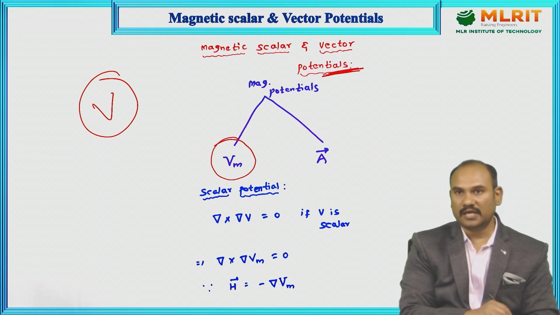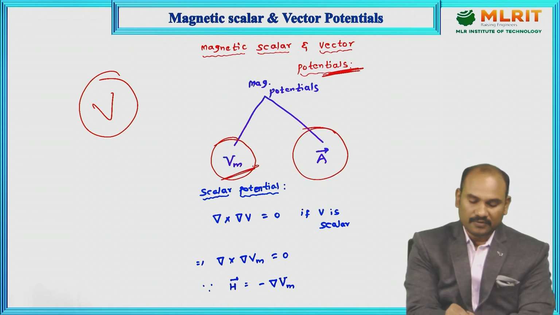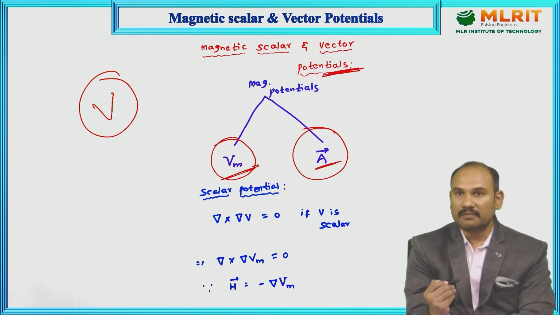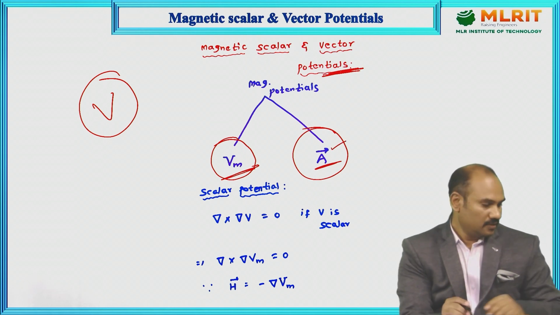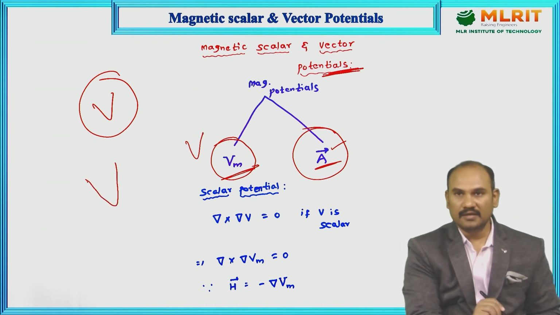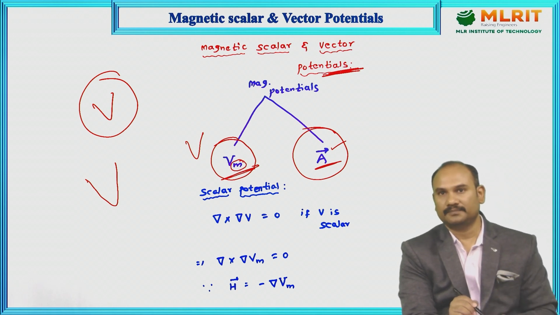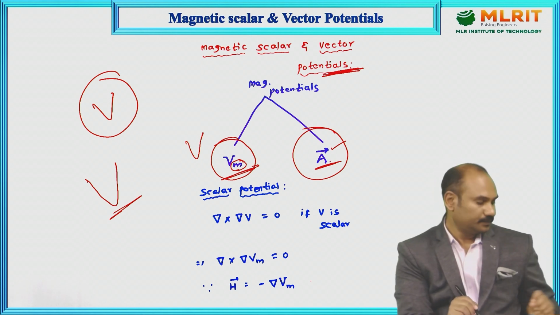The first one is scalar potential. The second one is vector potential. So what is Vm? Vm is scalar magnetic potential. A bar is vector magnetic potential. That's why I have written a bar on A. And the symbols are also standard; I am not just writing randomly. Already in electrostatics we have electric potential V. Now if I write V again, it will be confusing. So I am using the subscript: Vm. m stands for magnetic, V stands for scalar potential, so Vm stands for scalar magnetic potential. And A bar is vector magnetic potential.